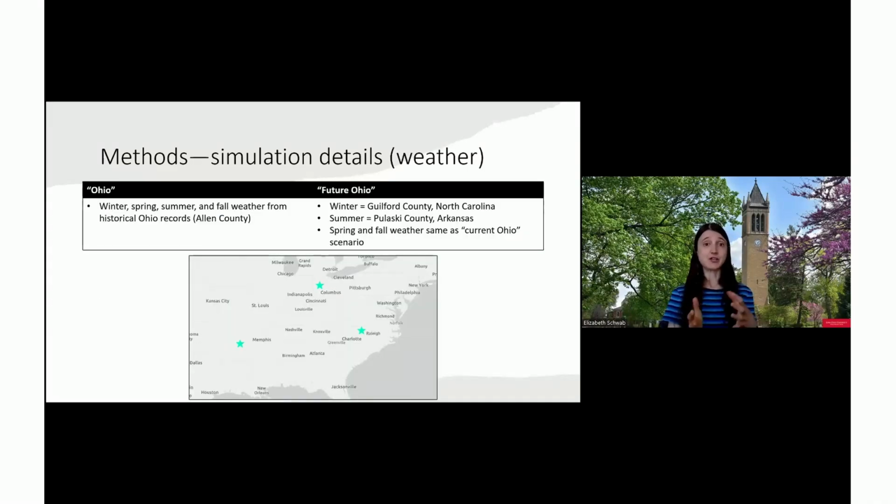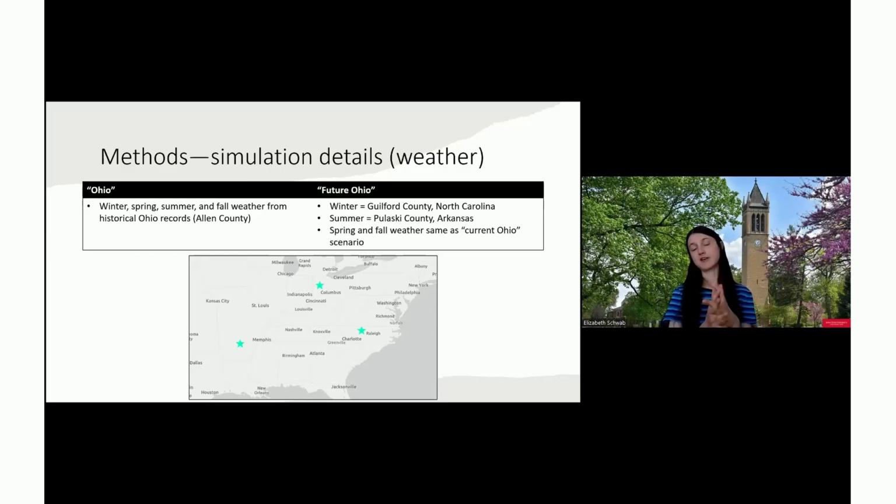And again, those weather scenarios that we selected for our current Ohio scenario, we have a county in Northwest Ohio, and so we used historical winter, spring, summer, and fall weather from Allen County. And then for that future Ohio scenario, essentially what we did is we selected 2 centrally located counties in these states. So we have Guilford County, North Carolina, and Pulaski County, Arkansas for the winter and summer weather respectively. Again, because we wanted this to align with that shifting states graphic that I showed a couple slides ago. So we're connecting that visual with what we did in our simulation.